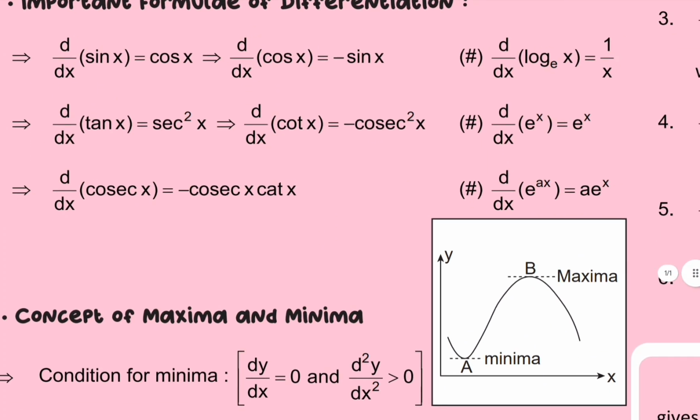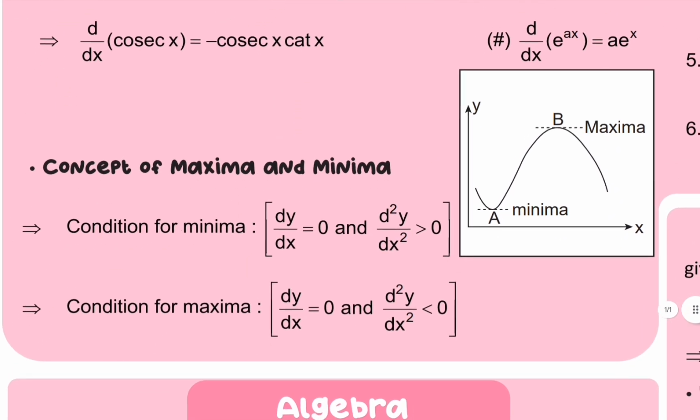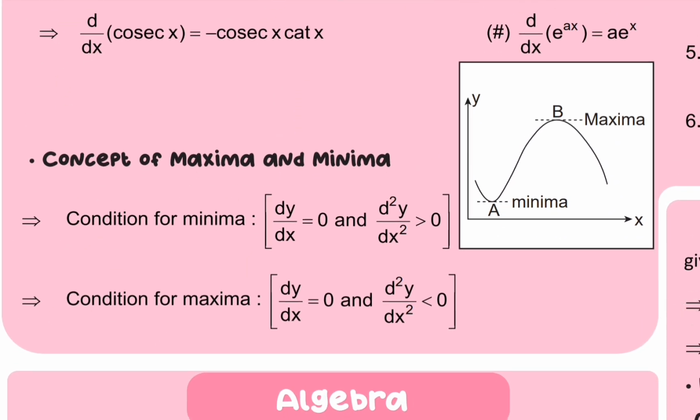And the derivative of log x with base e is equal to 1 by x, and the derivative of e raised to x is equal to e raised to x itself, and the derivative of e raised to ax is equal to a into e raised to ax. And the concept of maxima and minima: if dy by dx equals 0 and d square y divided by dx square is positive, then it is minima.